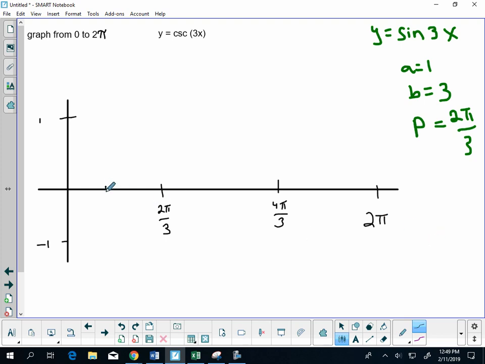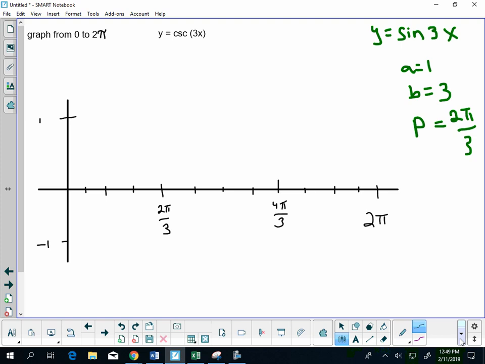And then take each one of your cycles and divide that up into fourths. I'm not going to put every single hash mark in here because it would get too busy, but you would just take 1/4 times 2 pi over 3, 1/2 times 2 pi over 3, 3/4 times 2 pi over 3, 1 times 2 pi over 3. And then you could continue that on.